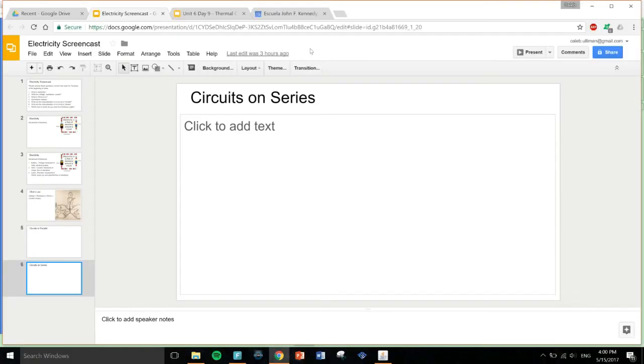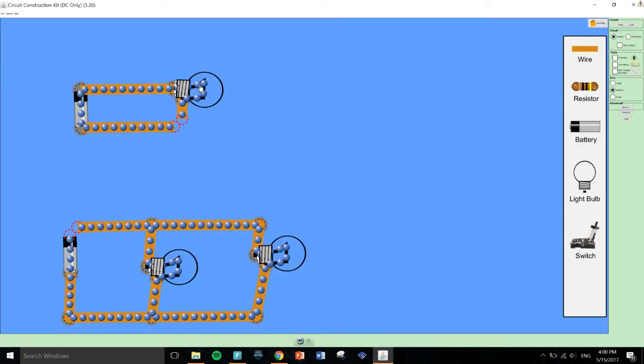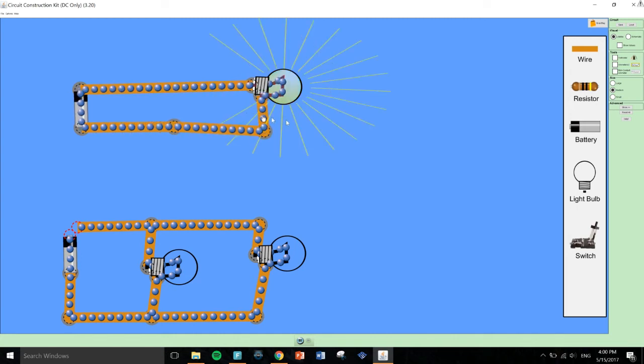Okay. Now, we're going to look at circuits in series. Circuits in series. So let's take a look at this. And circuits in series is what we have here. Okay? On the top, we've got a battery. We've got these little spheres represent electrons, and we have a resistor, which is a light bulb, and we connect it, and it shines. And you notice how brightly it's shining right now.